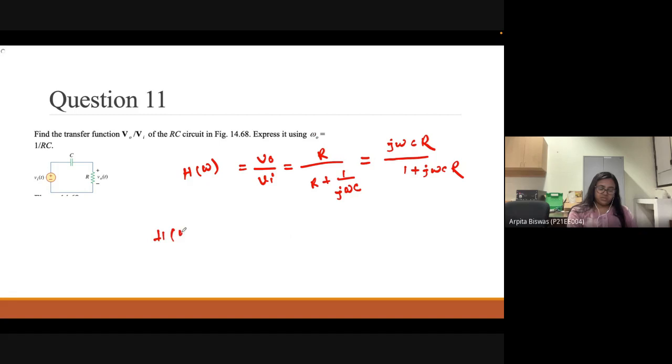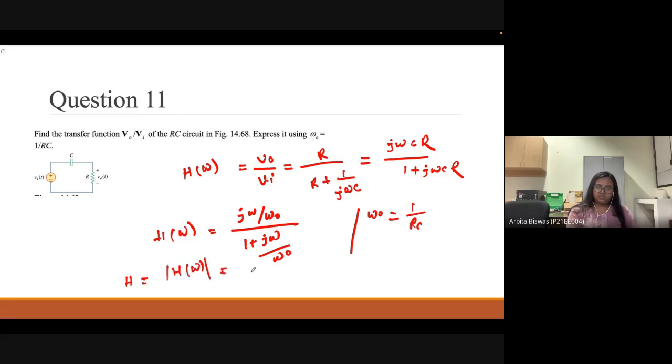So H of omega we can write as j omega by omega naught, because here omega naught equals 1 by RC, divided by 1 plus j omega by omega naught. So this is the value. If you want the magnitude of j omega, then this value is omega by omega naught over the square root of 1 plus omega by omega naught squared. Okay. Ready?